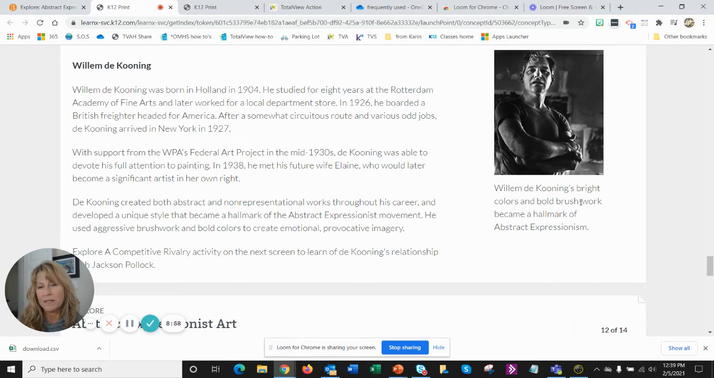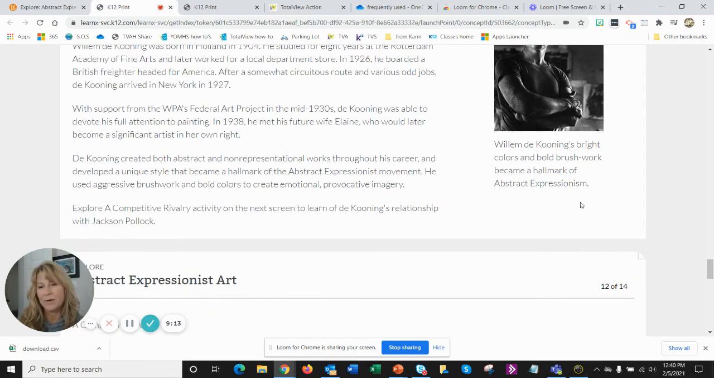With support from the WPA's Federal Art Project in the mid-1930s, de Kooning was able to devote his full attention to painting. In 1938, he met his future wife, Elaine, who would later become a significant artist in her own right. De Kooning created both abstract and non-representational works throughout his career and developed a unique style that became a hallmark of the Abstract Expressionist movement. He used aggressive brushwork and bold colors to create emotional, provocative imagery.